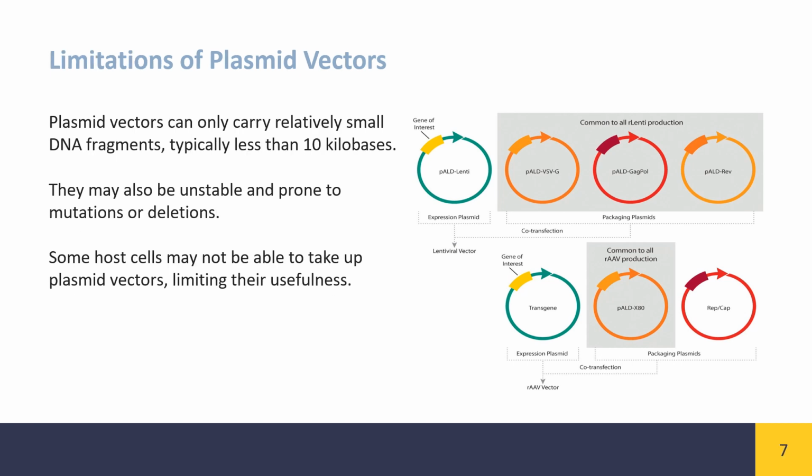And here we are discussing the limitations of plasmid vectors. Plasmid vectors can only carry relatively small DNA fragments. They can also be unstable and prone to mutations or deletions. Some host cells may not be able to take up plasmid vectors, limiting their usefulness. To overcome these limitations, scientists have come up with many new vectors such as phages, cosmids, BACs and YACs.